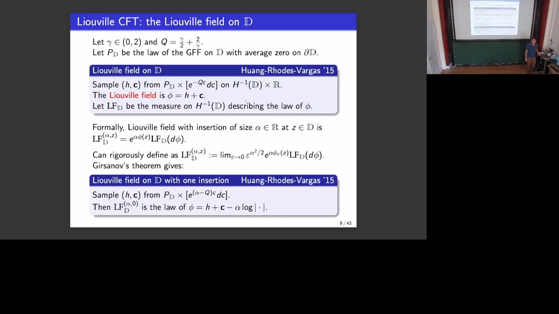So I think you said it already, but these aren't probability measures, right? Yeah, exactly. These are infinite measures. So PD is the law of the Gaussian free field with mean 0 on the unit circle, and this is a probability measure. So we're sampling this pair from this infinite measure. Yeah. Thanks for the clarification.